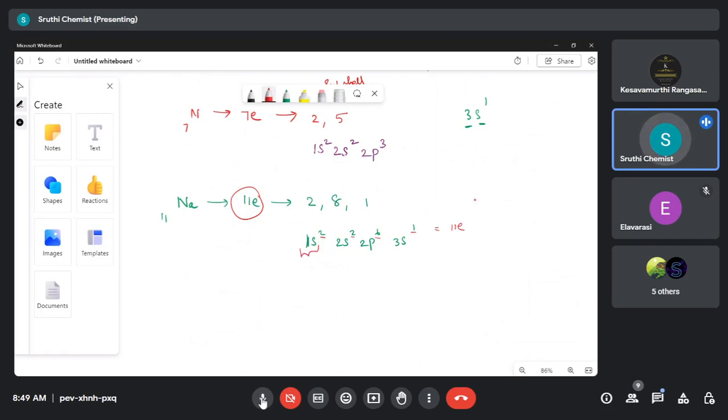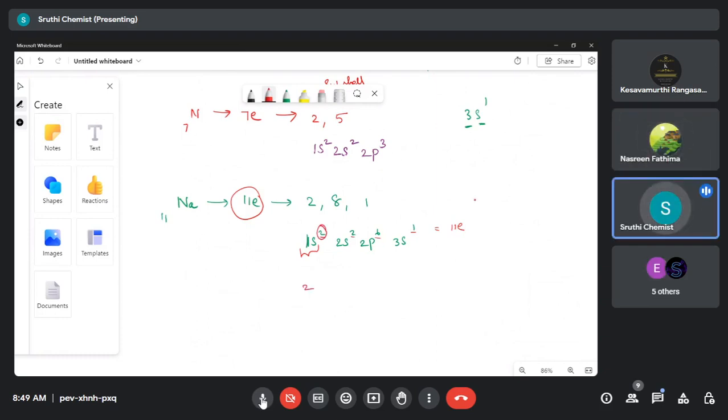So now if you check, this is 1s2, first shell. So how many electrons does the first shell have? 2 electrons. And this is also second, and this is also second. I know that this number denotes the orbit number or shell number. So let's count the number of electrons in the second orbit. How many? 8 electrons. Very good.